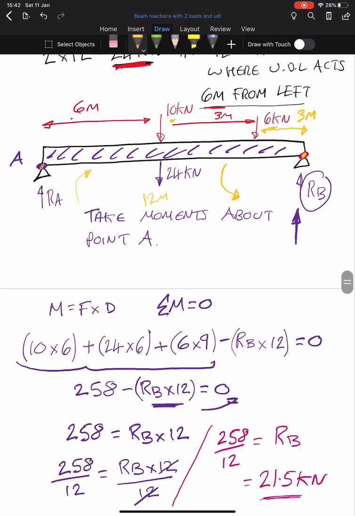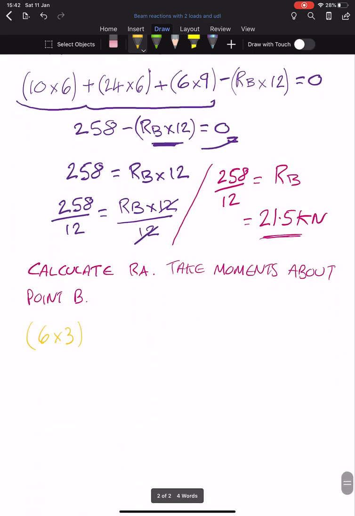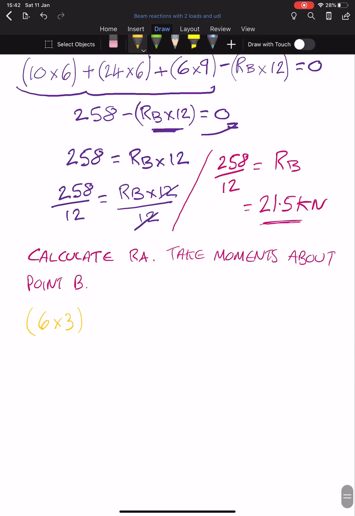There's my 6 and there's my 3. The 6 is 3 meters away from that point. It's going anti-clockwise, so I'm going to put a negative number in there. We're still doing this. Sum of the moments equals 0, so we're adding them up. Plus.